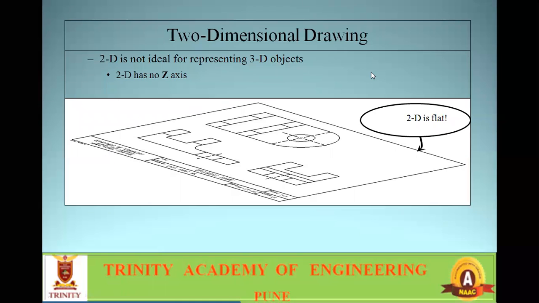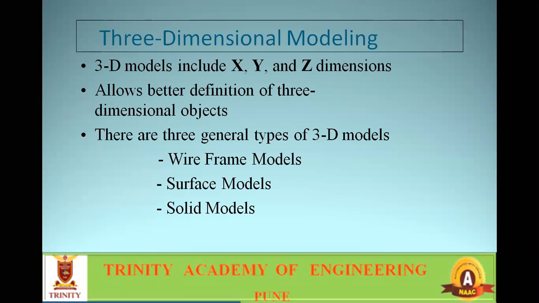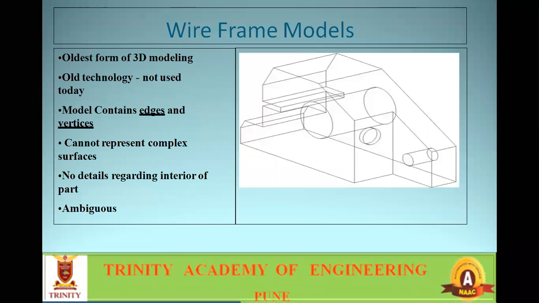Now we are moving towards our next slide, that is three-dimensional modeling. A 3D model includes x, y, and z dimensions, as I have told before. It allows better definition of three-dimensional objects, but there are three general types of 3D models. So I have explained 1D, then 2D, and then we came to 3D. In that, 3D is divided again into three types: wireframe models, surface models, and solid models. Next, wireframe models: wireframe means it's a wireframe of the structure.